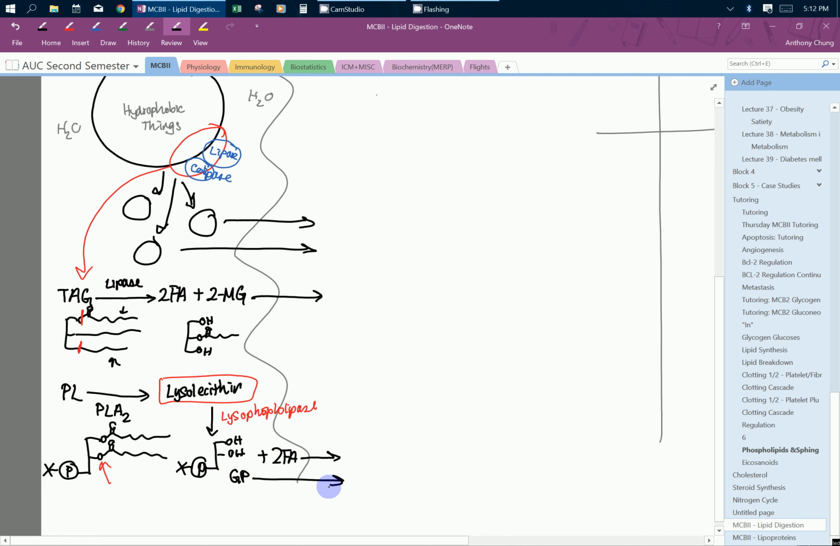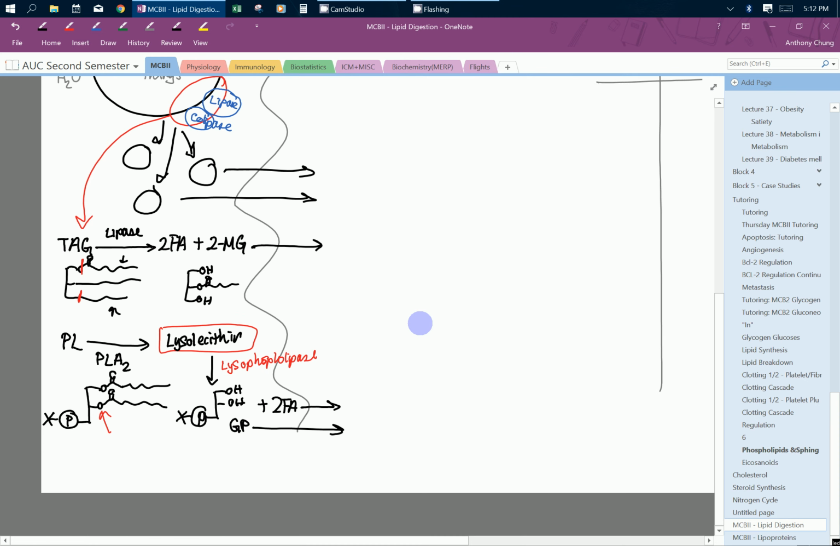And cholesterol is, I guess, a little bit more straightforward. Cholesterol that is in the form of cholesterol ester is going to be turned into cholesterol. So just to remind you of the structure of cholesterol, you have something like this. You have a ring. You have several rings.